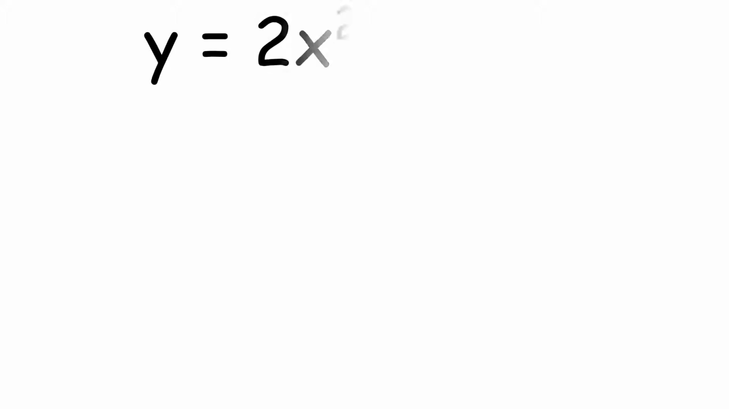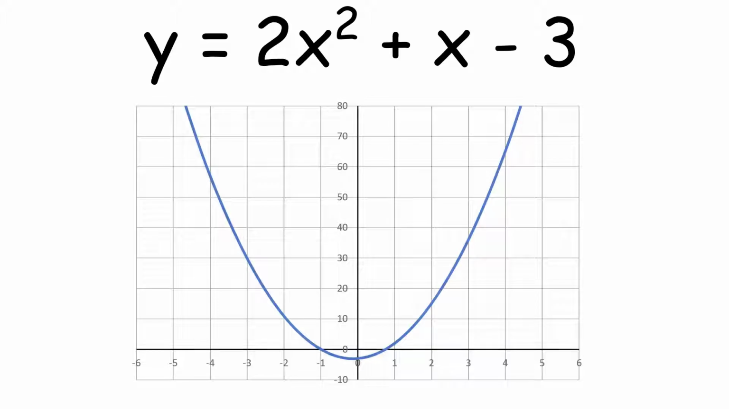For example, here's a quadratic equation in which y is equal to 2x squared plus x minus 3. If we plot the line for this equation, it forms a parabola, which is characteristic of quadratic equations. In this case, the parabola is open at the top and closes at the bottom.